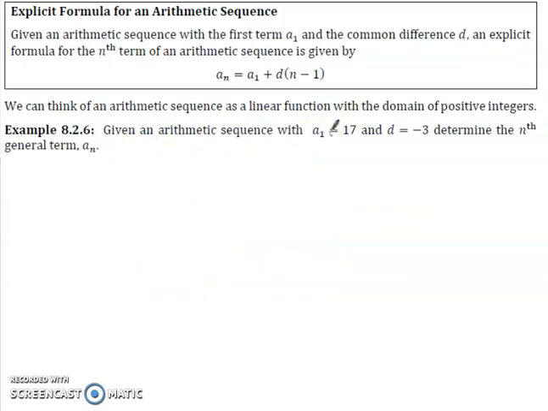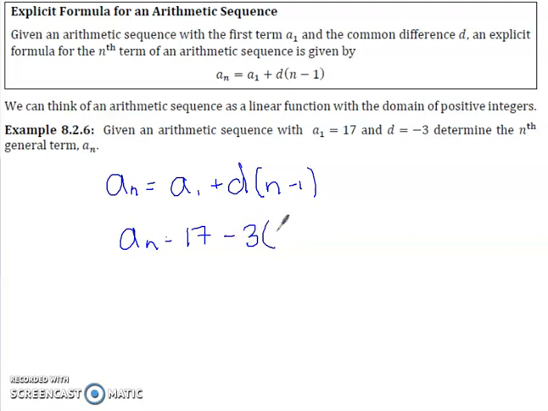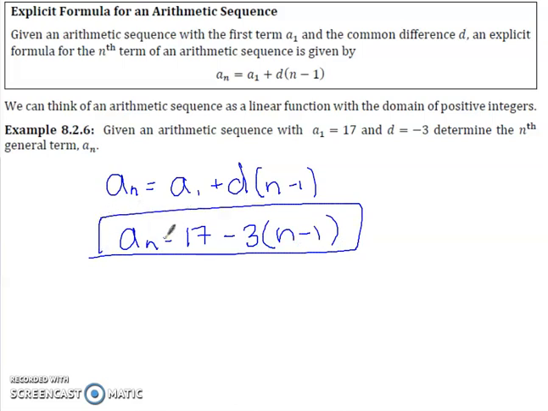So given an arithmetic sequence where the first term is 17 and the common difference is -3, we're going to determine the nth term, or in other words, write the explicit formula for our arithmetic sequence. So a sub n is the first term plus the common difference times n minus 1. So a sub n is 17 plus my common difference, which is -3, times n minus 1. And here is our equation. So we have a couple things we can do with this. Let's say I wanted to find the 20th term in line.